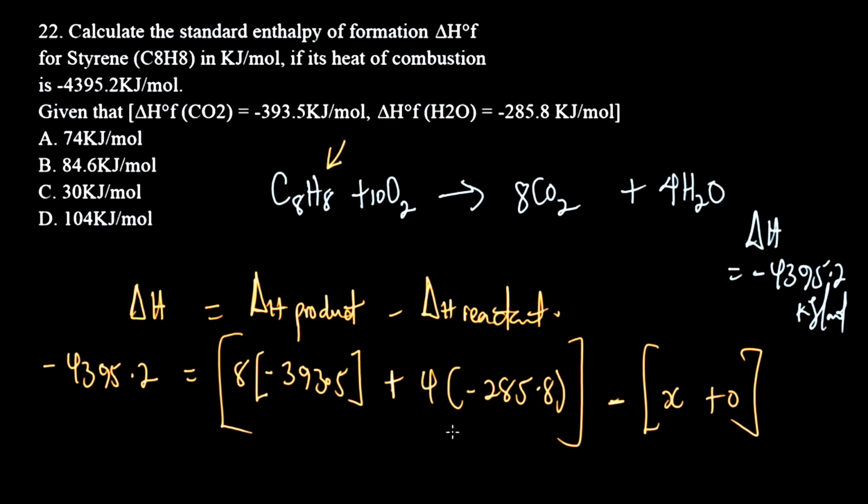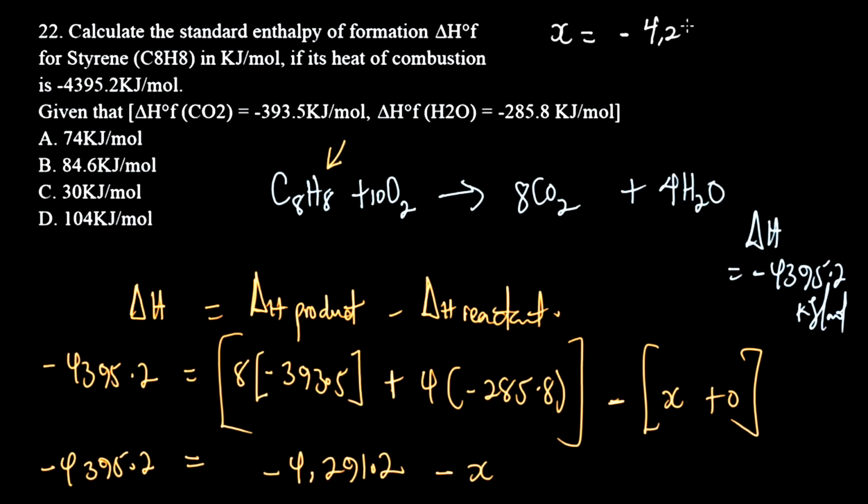What we need to do next is to evaluate this. So we have negative 4395.2 equals negative 4291.2 minus x. The next step is that we have x equals negative 4291.2 plus 4395.2. We therefore have our x to be 104 kilojoule per mole. So the answer is D.